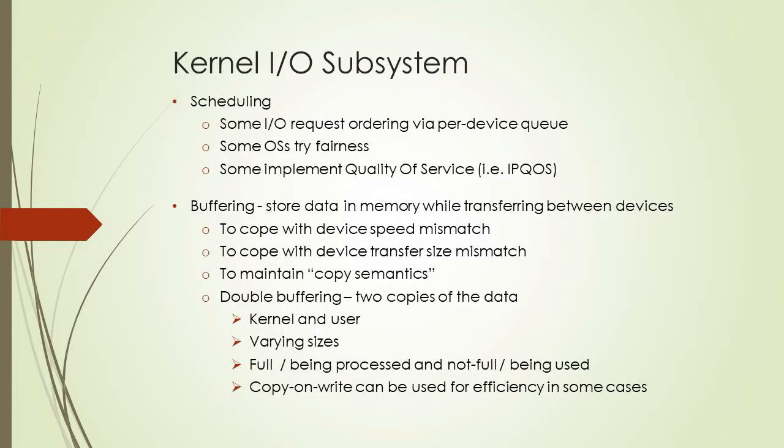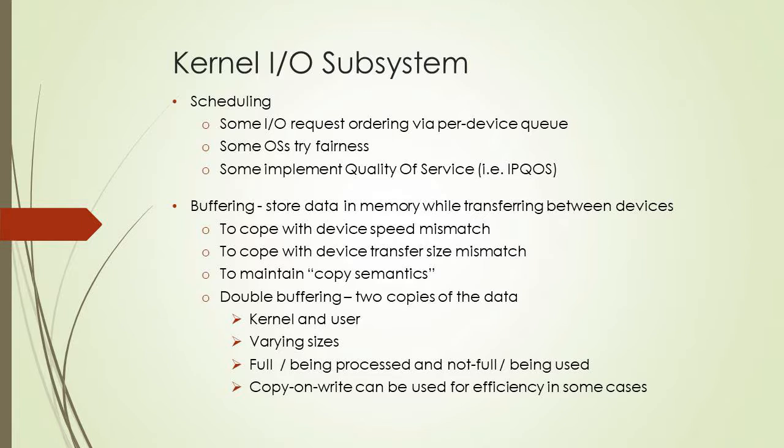Kernel I/O subsystem scheduling. Some I/O requests are ordered via a per-device queue. Some OSes try fairness; some implement quality of service. Buffering: store data in memory while transferring between devices, to cope with device speed mismatch and device transfer size mismatch.